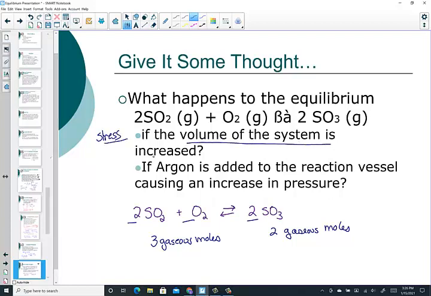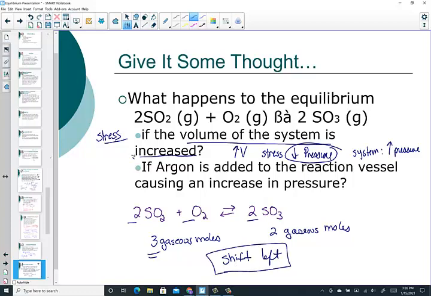If the volume of the system is increased, what happens to the system? If I increase the volume, I want you to read that in your head as, oh, what I've really done is dropped the pressure. That's the stress. By dropping pressure, the system wants to counteract that, and what the system will do is shift to the side that will raise the pressure. And the side that has greatest pressure has more gaseous moles. Therefore, this equilibrium will shift to the left to raise the pressure. If I increase the volume, the pressure drops. The system is going to want to raise the pressure, and it will do so by shifting to the left to create more gaseous moles.